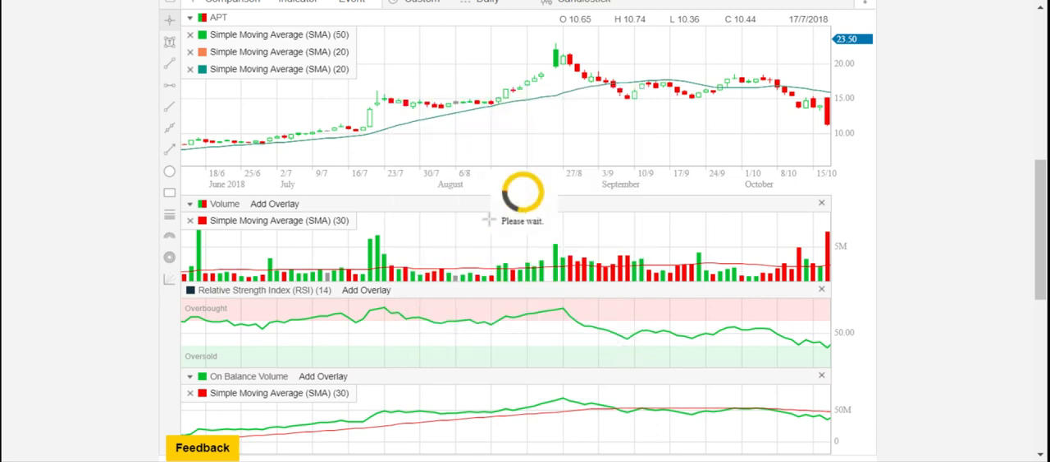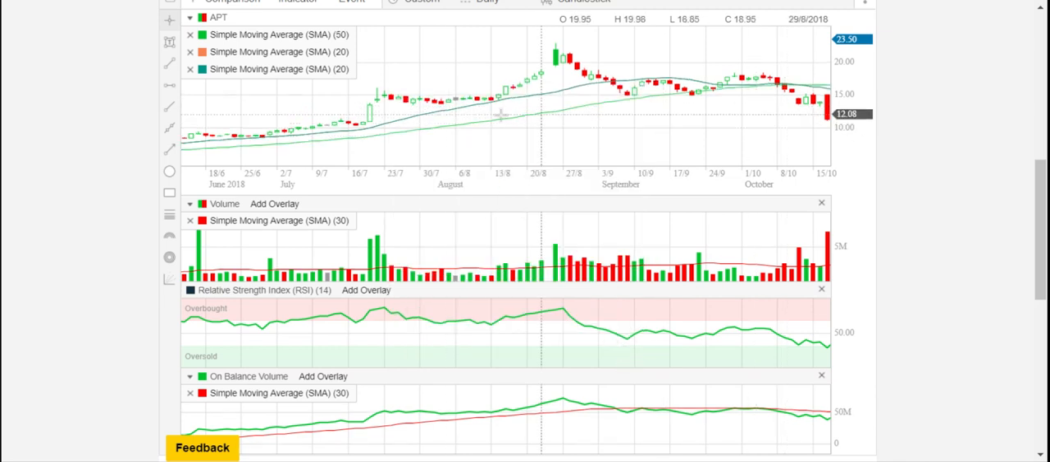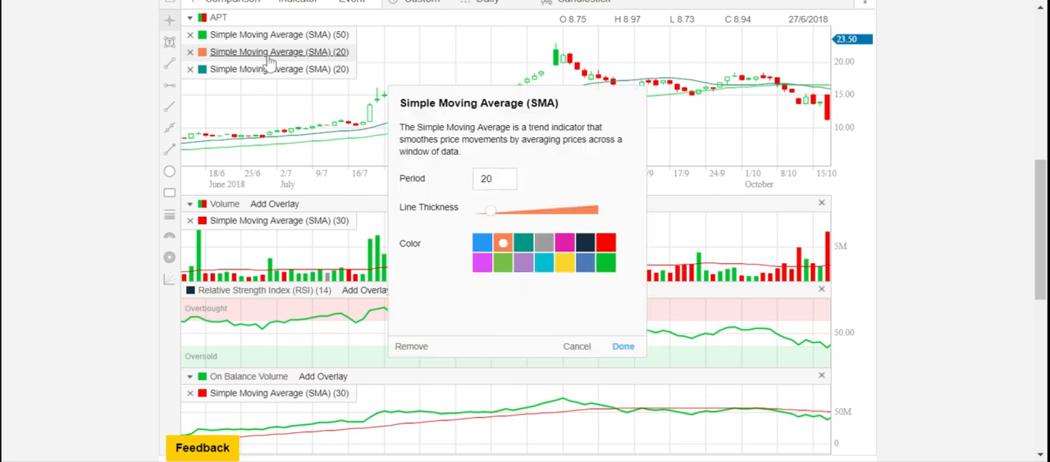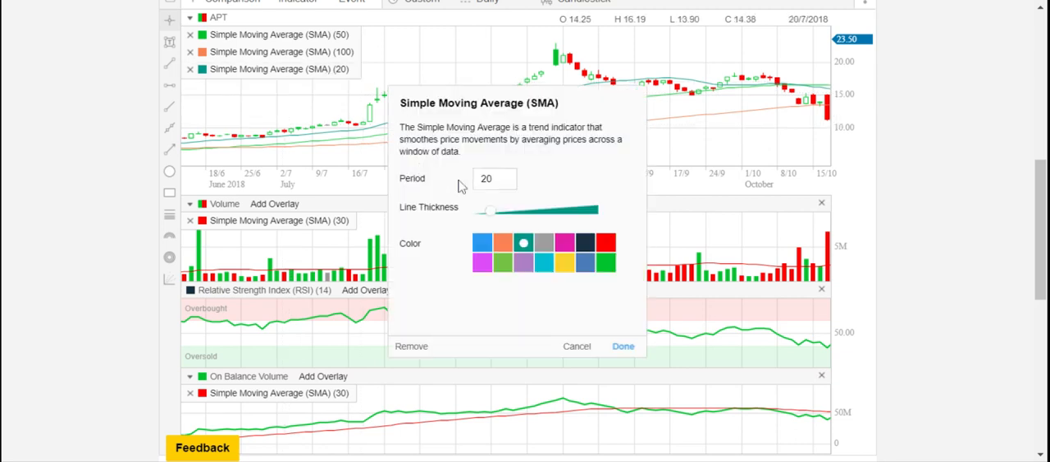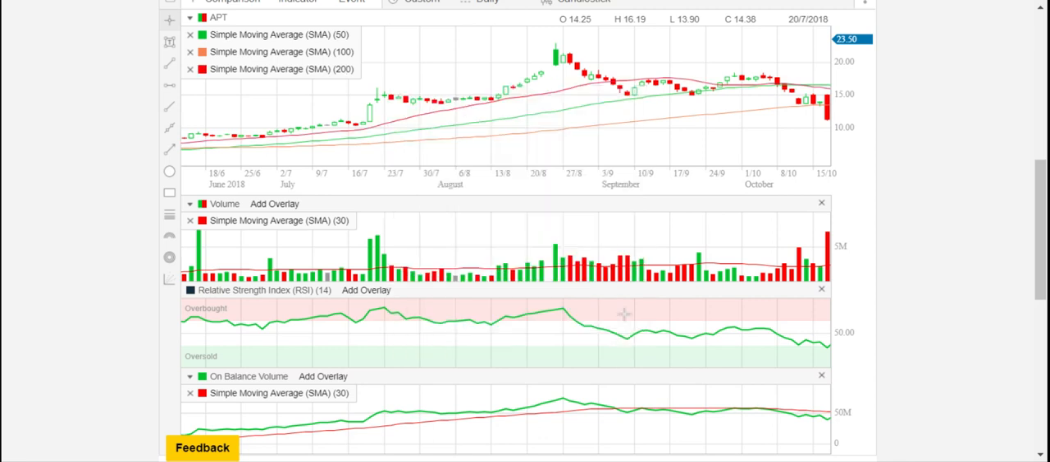Good. As long as the price is above the green one, that's a good thing. Simple moving average 100. We'll make that one orange for warning. And then the bottom one we'll make a 200-day one, for what's happening long-term. I'll make that one red and we'll click done.